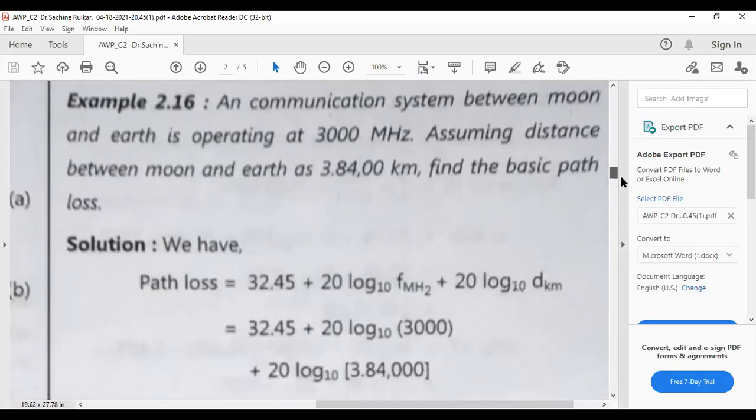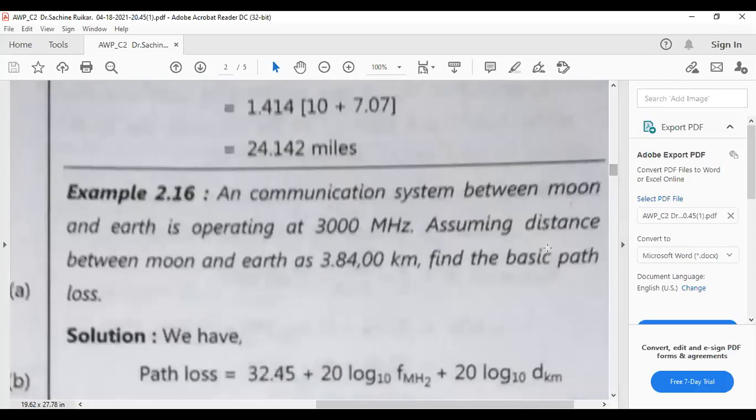2.15 is similar. So we will go for 2.16. Okay, so go to the next numerical, 2.16. A communication system between the moon and the earth is operating at 3000 megahertz. Assuming the distance between the moon and the earth as 3,84,000 kilometers, find the basic path loss.